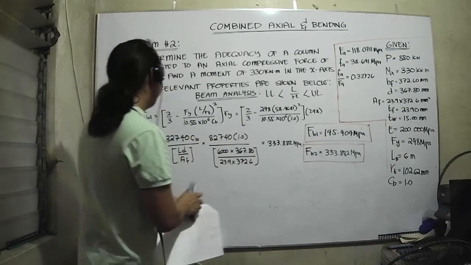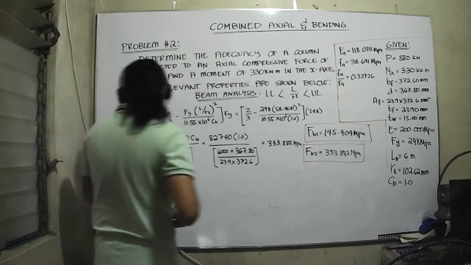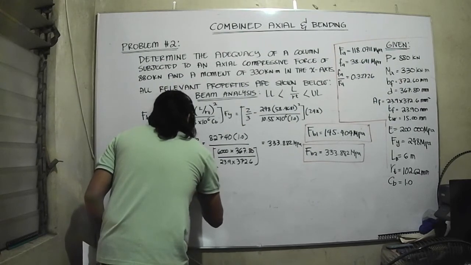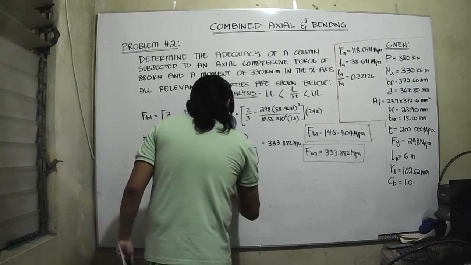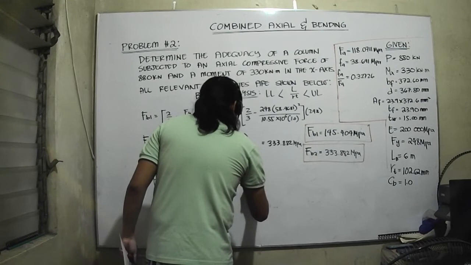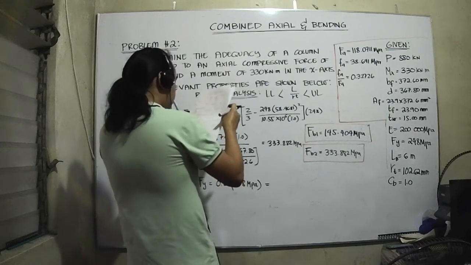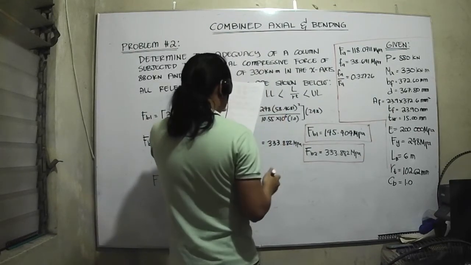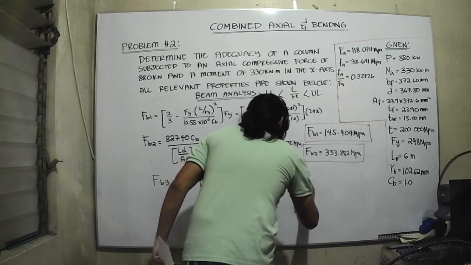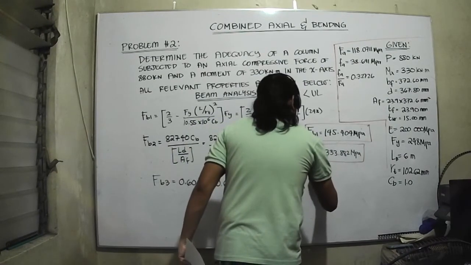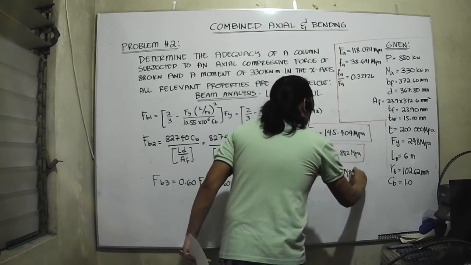Okay, so the last contestant is FB3. That should be equal to 0.60 Fy. That should be equal to 0.60 times Fy of 248 megapascals, and that should be equal to 148.8 megapascals. FB3 is 148.8 megapascals.